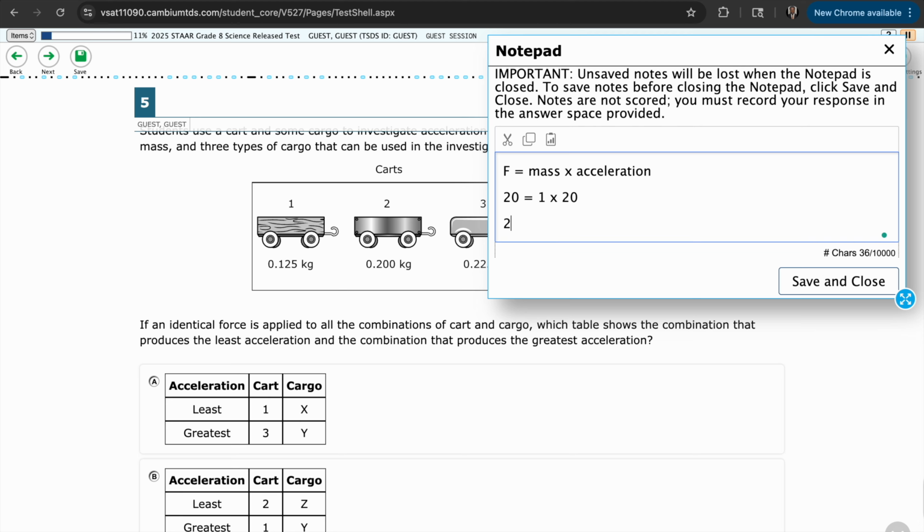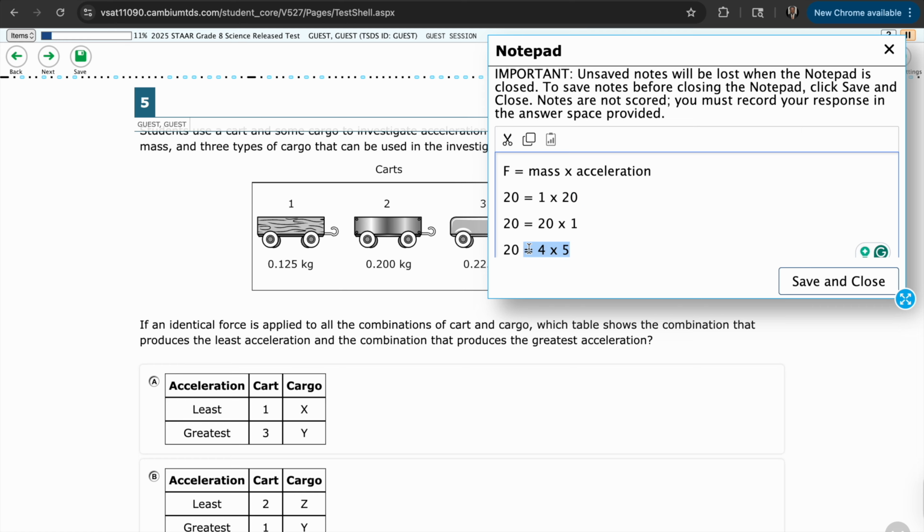Well, we can do that too. 20 is equal to 20 times 1. So if I want to get the smallest acceleration, I would need a mass that is very, very big, right? If I want to get an acceleration that's kind of mid, I can do 4 times 5. It's in between, but it's not the smallest or the greatest.